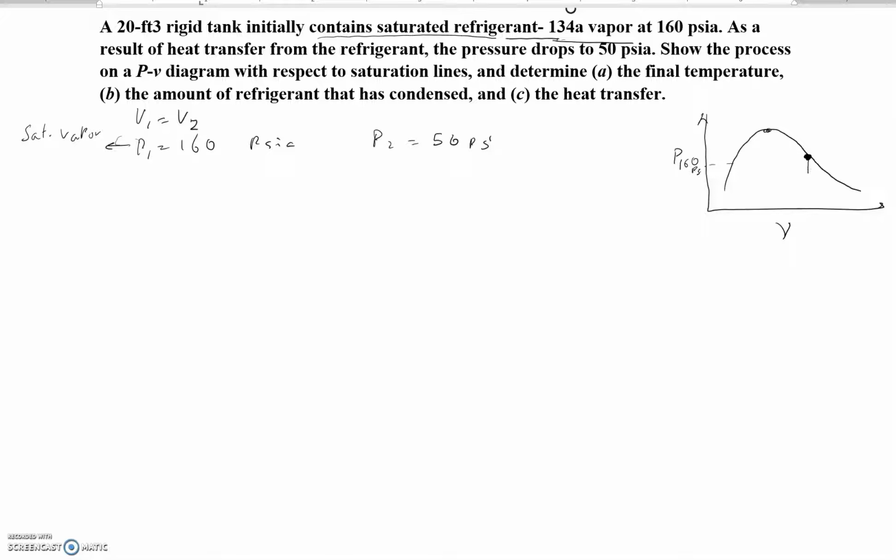And then your pressure drops at a constant specific volume. Why? Because it's a rigid tank and the volume does not change. And it's a closed system, right? And therefore your specific volume does not change. So state 1, state 2, right? Okay, so at state 1, pressure is 160 psi, saturated vapor. How to get the information from this state?